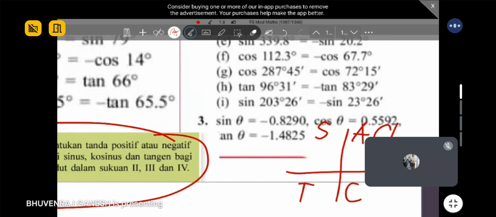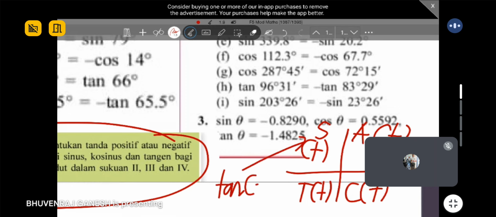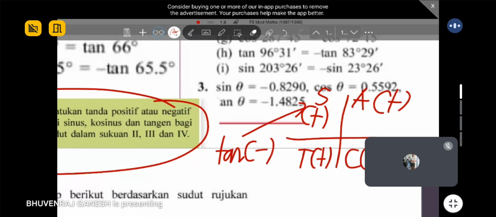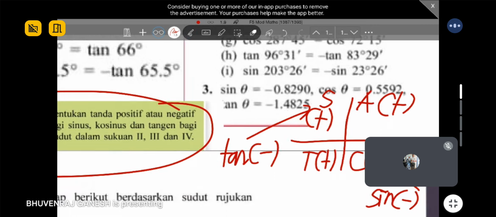Okay, so means that all positive, sine positive, tangent positive, cos positive. Okay, so selain daripada tu, semua negatif lah. The rest is all negative if it's not positive. Example, quadrant 2. Okay, tangent is negative for quadrant 2. Okay, same. Let's say for quadrant 4, sine is negative. All right, so this is what we learned on last week.